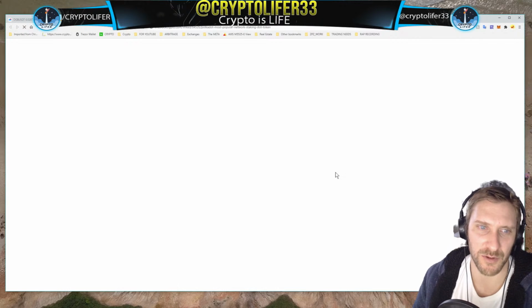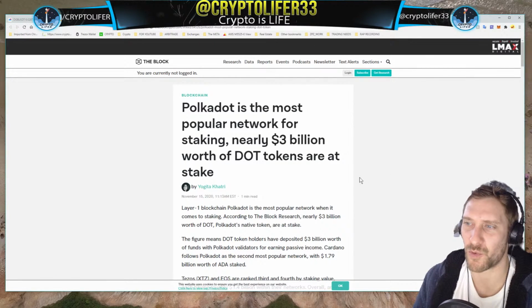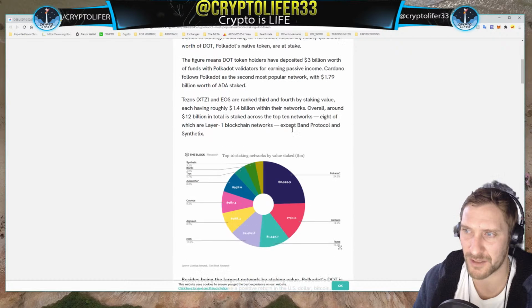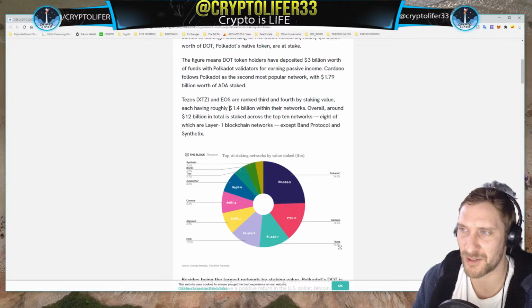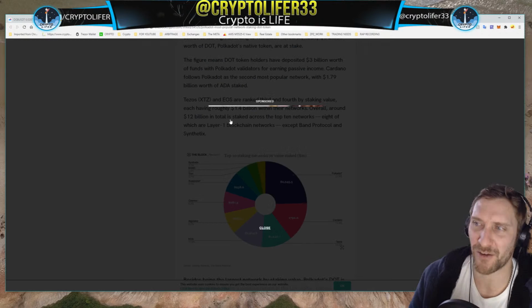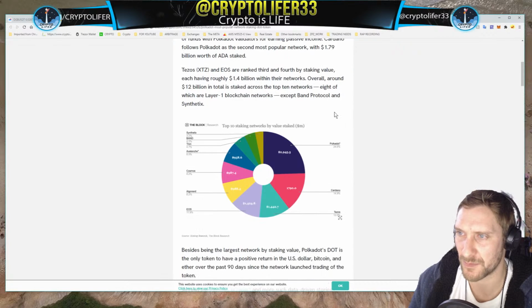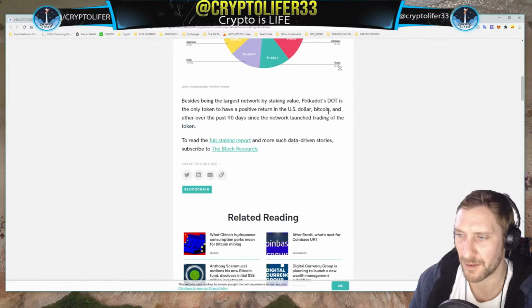Yeah, see, Polkadot is the most popular network for staking. $3 billion worth of DOT tokens are at stake. Layer 1 blockchain Polkadot is the most popular network when it comes to staking. According to Block Research, nearly $3 billion worth of DOT, Polkadot's native token, are at stake. The figure means DOT token holders have deposited $3 billion worth of funds with Polkadot validators for earning passive income. Cardano follows Polkadot at second with $1.79 billion worth of ADA staked. And wow, Tezos and EOS are ranked 3rd and 4th by staking value, each with roughly $1.4 billion. That's why they don't move too much, you know. You see they don't move a lot, these coins.